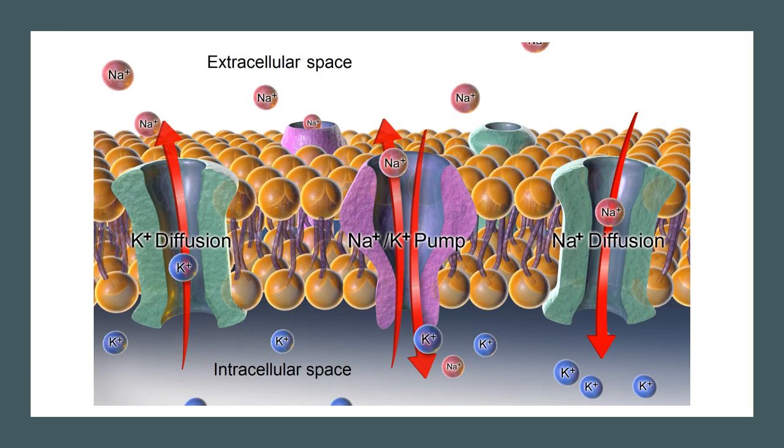Within this image, we can see the leak channels and the sodium-potassium pump. While the leak channels use diffusion, and thus no outside energy, to move the ions into and out of the cell, the pump will use ATP to move 3 sodium ions out and 2 potassium ions in to the cell. This will help maintain the -70 millivolt resting potential.